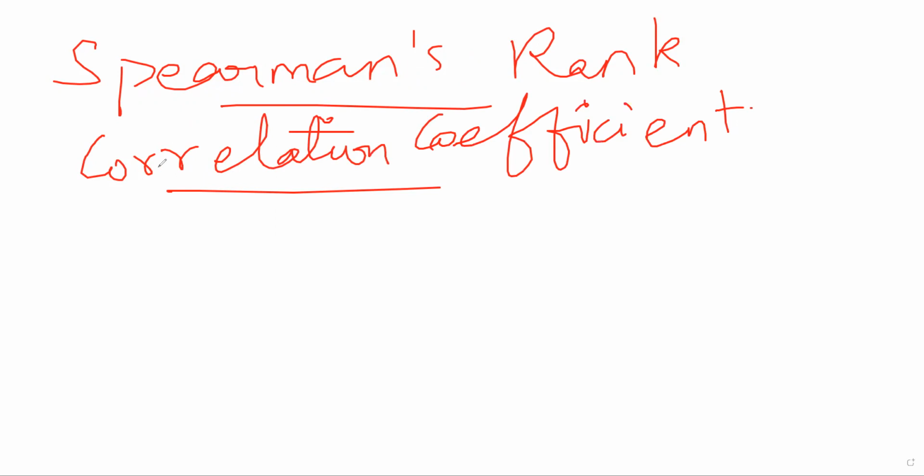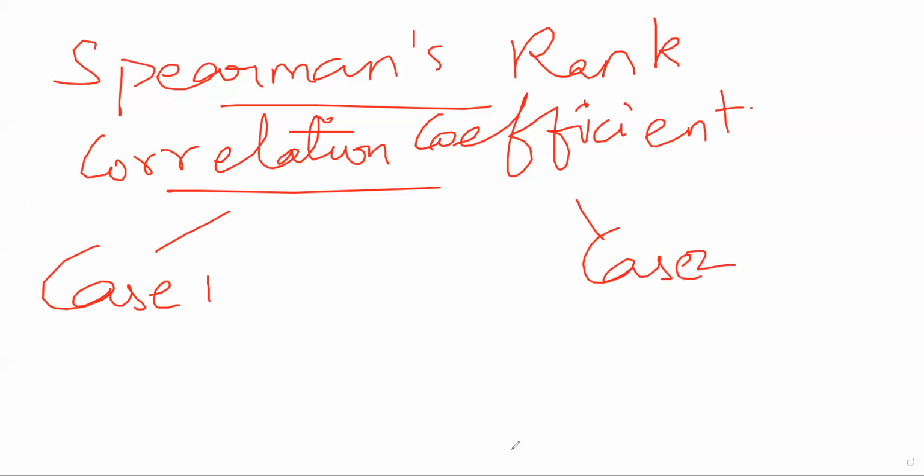Now in Spearman's rank correlation coefficient, what you do is assign ranks to different variables. I will tell you how those ranks are assigned in a bit, but essentially the formula will vary depending on the data that is given to you. Sometimes there will be data that I will write as two different cases, case 1 and case 2. I'll give you an example of what both of these cases mean.